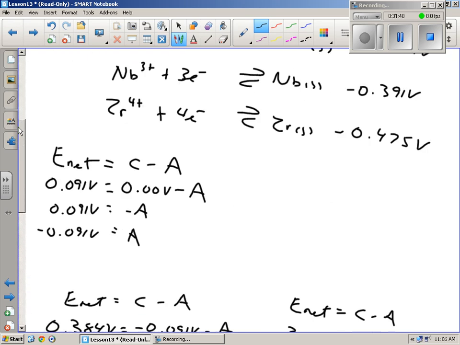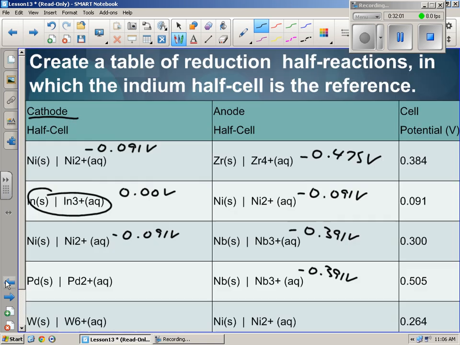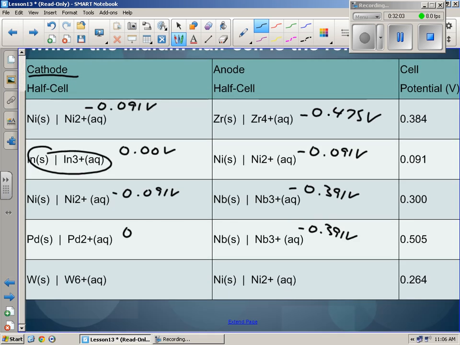So I'm going to go back up to here. I've got to put it up here somewhere. Palladium 2 plus and 2 electrons gives me palladium solid, 0.114. Okay. Now I know that one. We go back to here, for example, and I can say this is 0.114 volts. And now I can do the last one as well.